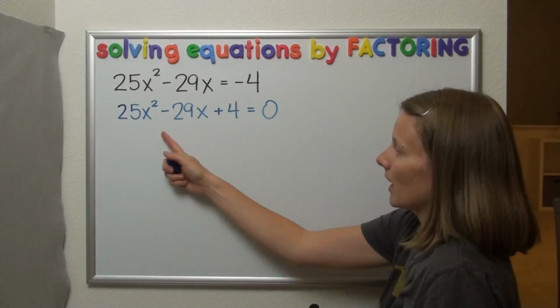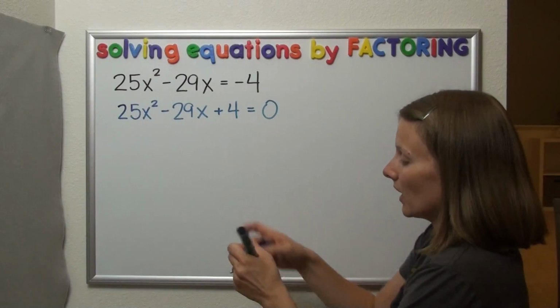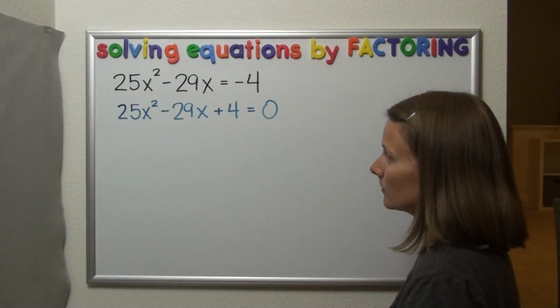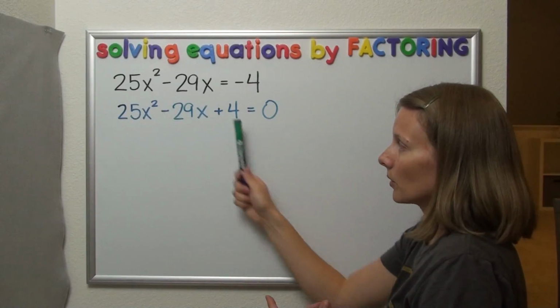So step 1 now is done. We've set it equal to 0. Now step 2, we have to factor that left side. So for factoring, we want descending order, and I've already got it in descending order.